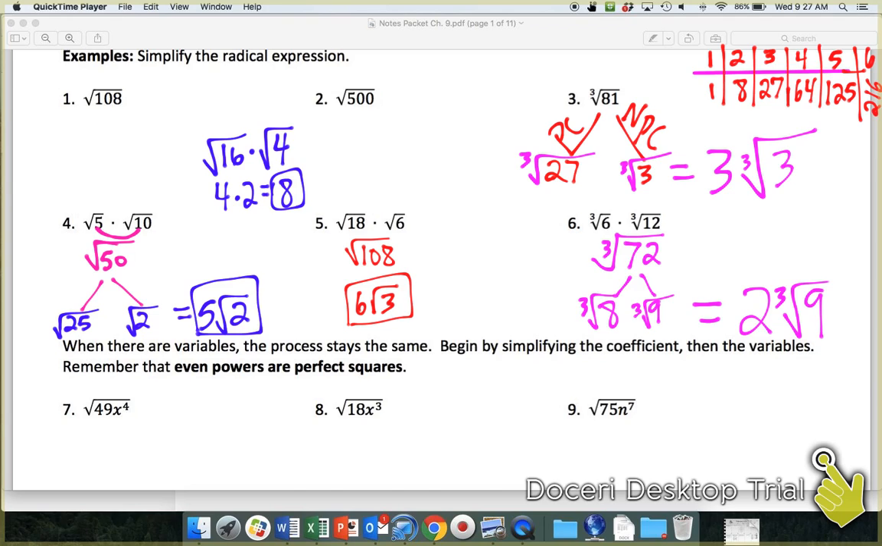Okay, we're going to do the last 3. What's the difference in the last 3 than what we've had? They have letters. Okay, the variables are super easy. Don't get stressed about the variables, okay? So here's what we're going to do. You always do the same process you've been doing.